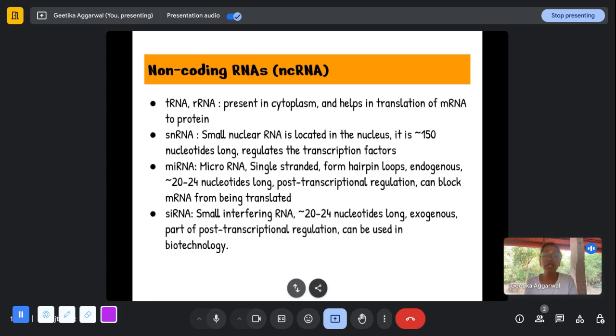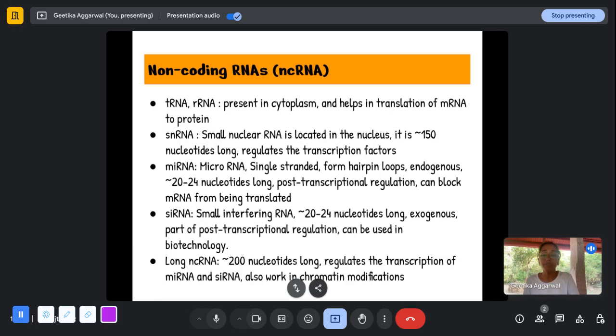siRNA, which is also called small interfering RNA, is again 20 to 24 nucleotides long. But the major difference between siRNA and miRNA is that this is exogenous. It is not created inside the cell itself. It comes from external sources, for example viruses. And because it comes from external sources, you can take a guess that it can be nicely used in biotechnology and can be introduced by humans to actually control gene regulation, to control which proteins are being made in the cell.